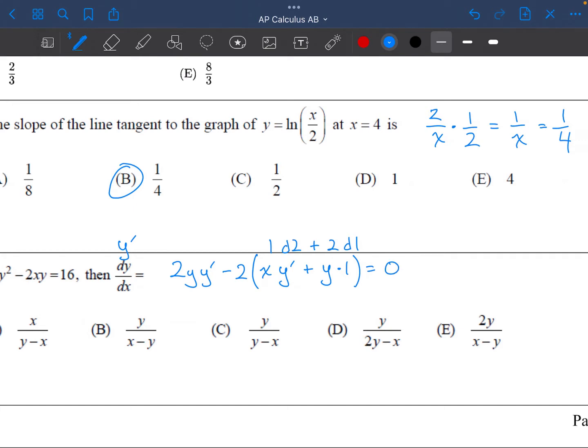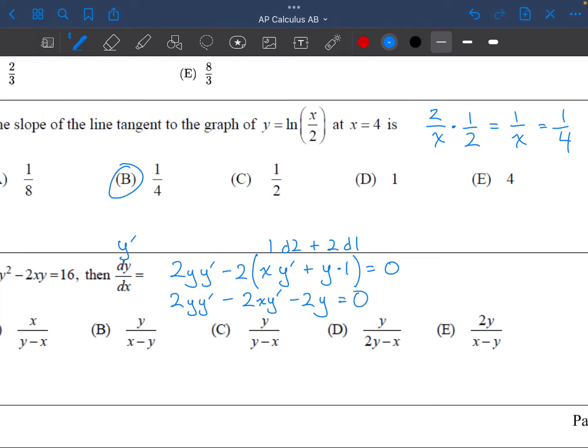Remember what you're trying to solve for. We need to solve for y prime. So I need to grab these y primes, keep them on one side, and move everything else to the other side. That's our general strategy. It does mean I'm going to have to distribute this negative 2. I thought I could get away without doing that, but I'm going to do that right now. So I have 2y y prime minus 2x y prime, and I'm still distributing that negative 2 into this last term, so I get negative 2y equal to 0.